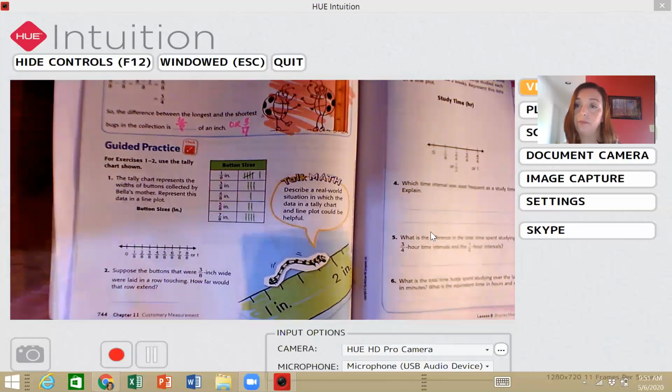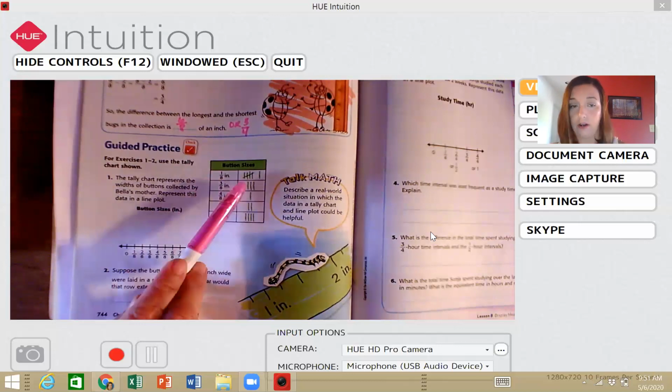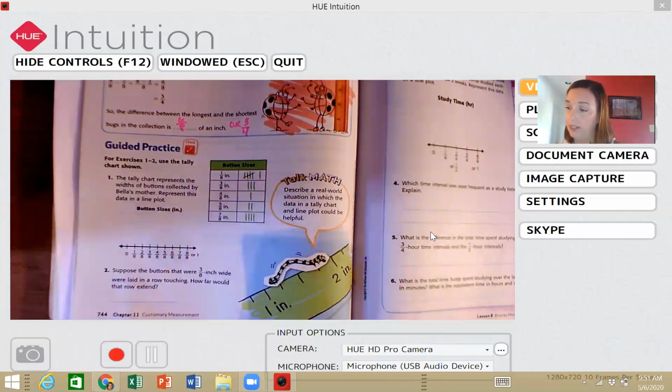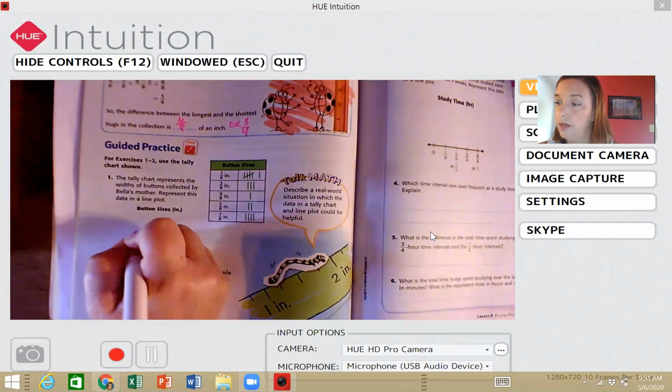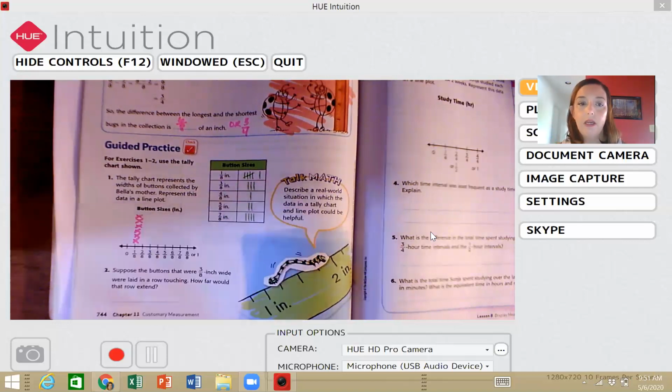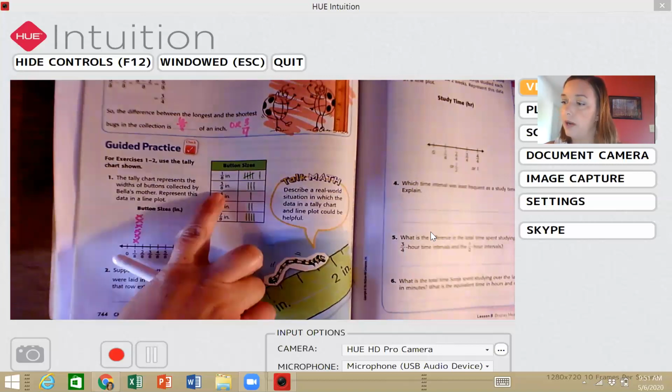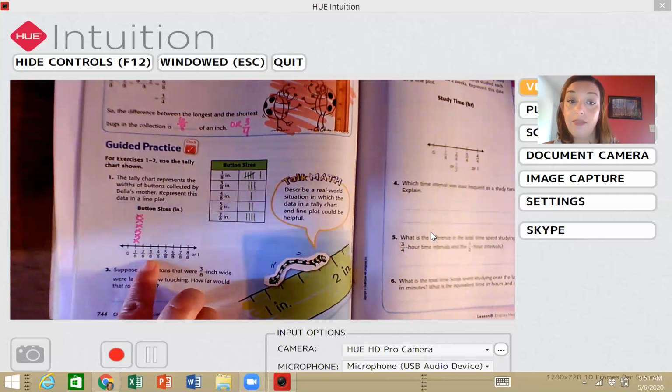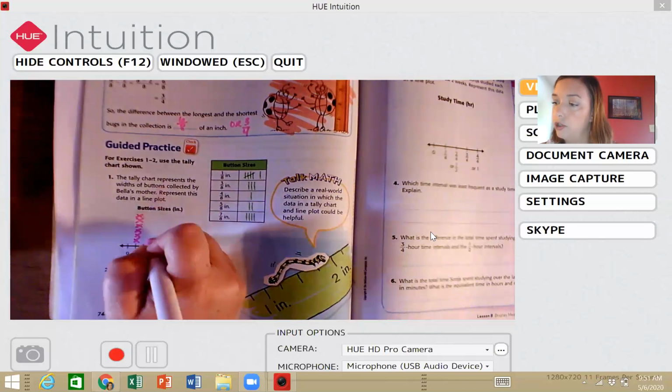So what we have to do is mark the X's onto the line plot. I look at our first measurement, which is 1/8, and I see that there are 6 tally marks. So I'm going to mark 6 X's on the 1/8. 1, 2, 3, 4, 5, 6. Our next measurement is 3/8 and there are 3. So I have to go over to 3/8. There were none that were 2/8, so I'm skipping 2/8. I'm going to 3/8 and I'm going to mark 3 X's. 1, 2, 3.